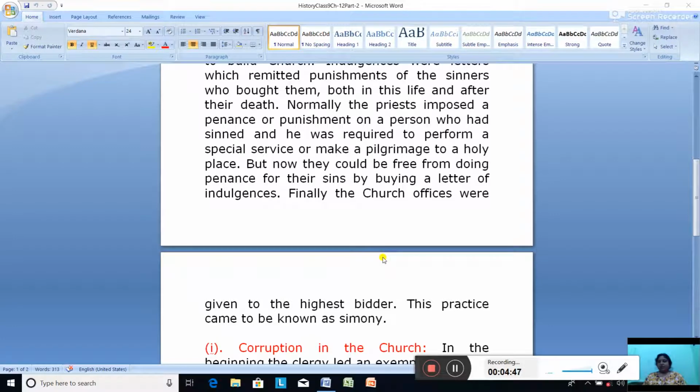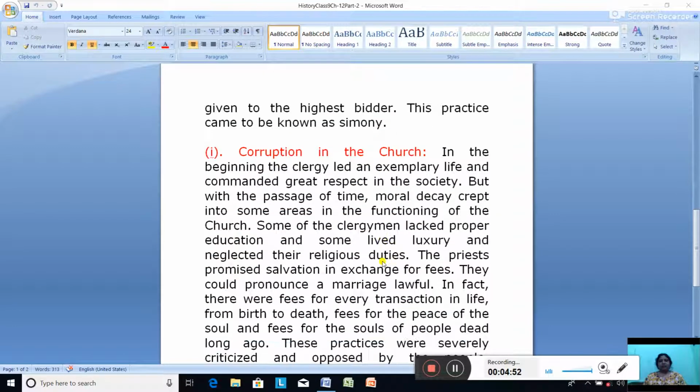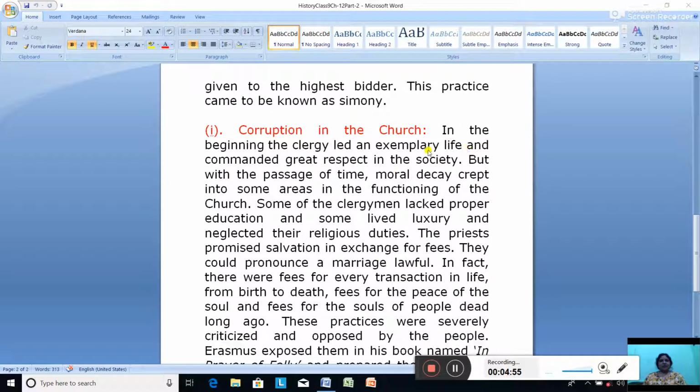The next corruption which we can see in the church, which made people dissatisfied: in the beginning the clergy led an exemplary life, meaning they were an example for other people. They were respected, honored, and commanded great respect in society. But as time passed, moral decay crept into some areas in the functioning of the church. Some of the clergymen lacked proper education. Some lived in luxury and neglected their religious duties. So this made the people unhappy.